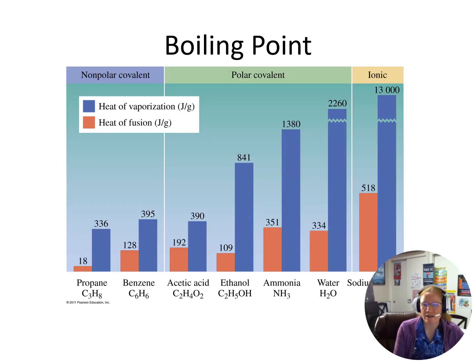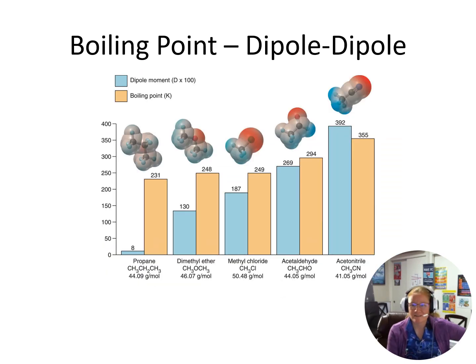All right, when I look at boiling points, heat of fusion means the heat or the amount of energy required to go from a solid to a liquid, and heat of vaporization is the amount of energy required to go from a liquid to a gas. All right, and so the stronger our intermolecular forces, the higher those heats of vaporization are. Okay, and so again, stronger intermolecular forces, higher boiling point.